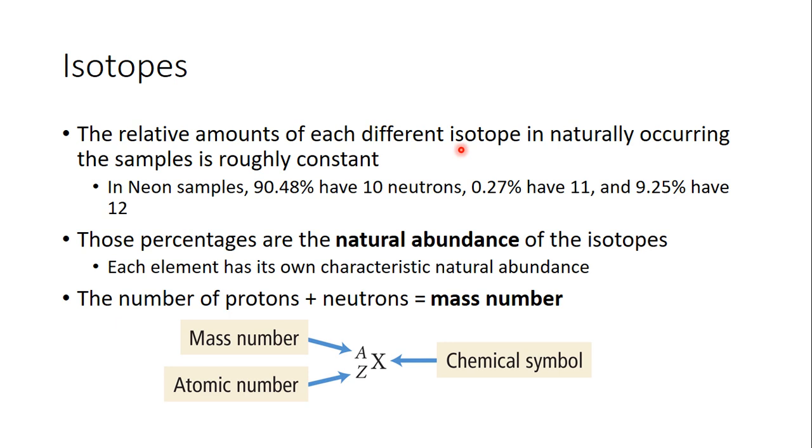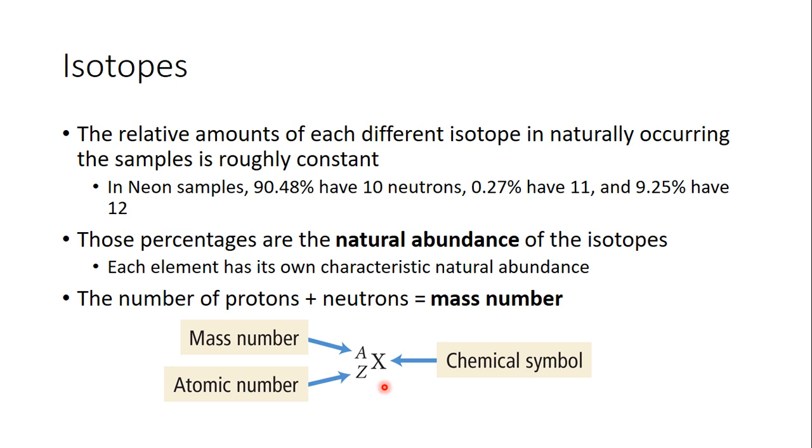And those percentages, we call those the natural abundance. That is, in nature, how often does this occur? And each element has its own natural abundances. And we can show this by using this terminology.